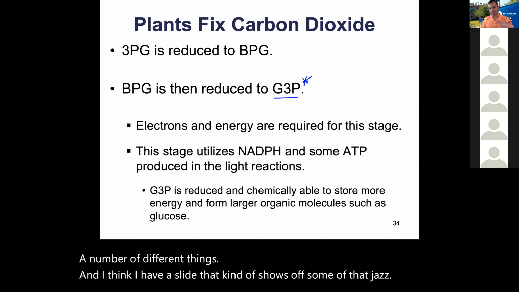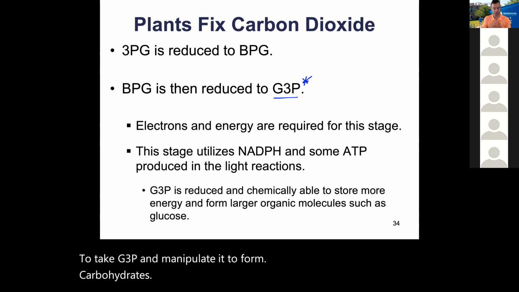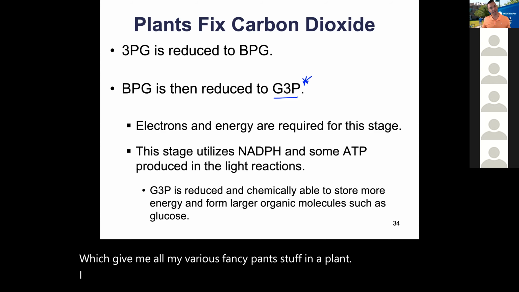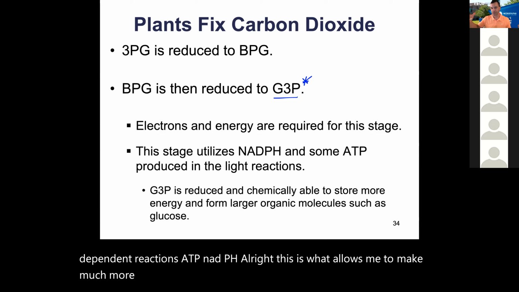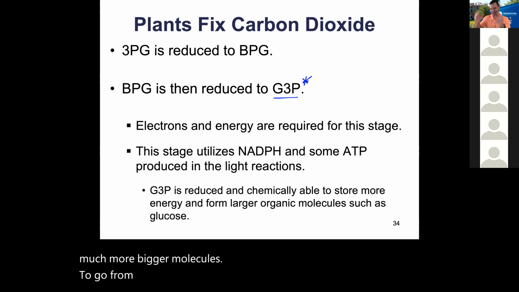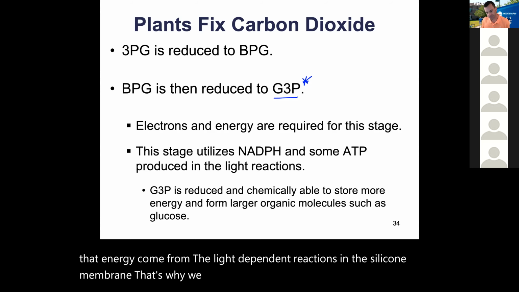To take G3P and manipulate it to form carbohydrates, which give me all my various fancy stuff in a plant, I need energy. Where did that energy come from? From the light-dependent reactions, ATP, NADPH, all right? This is what allows me to make much bigger molecules. To go from small to something big, I need an input of energy. Where does that energy come from? From the light-dependent reactions in the thylakoid membrane. That's why we talk about it first.